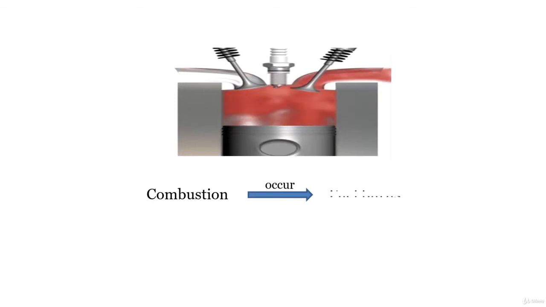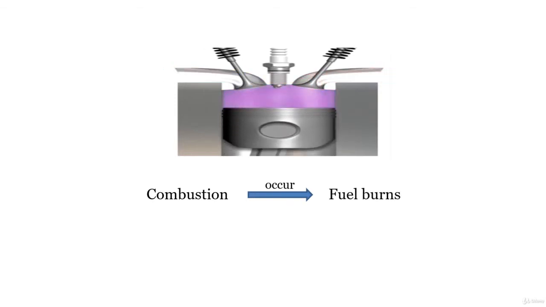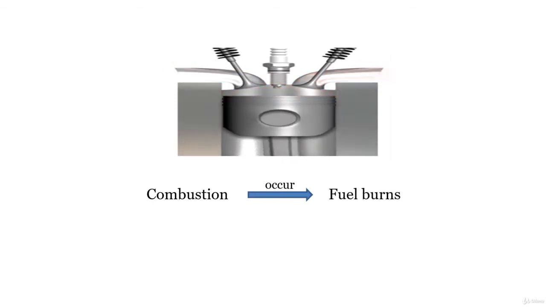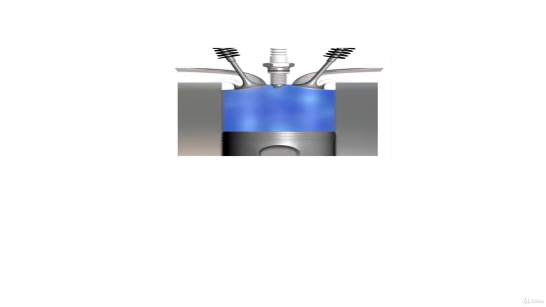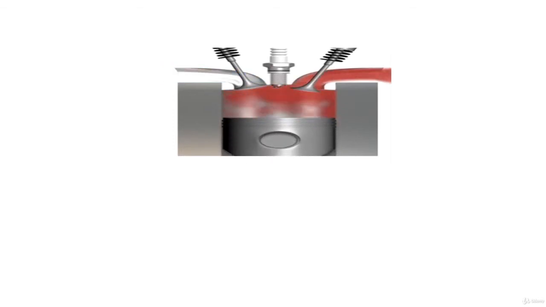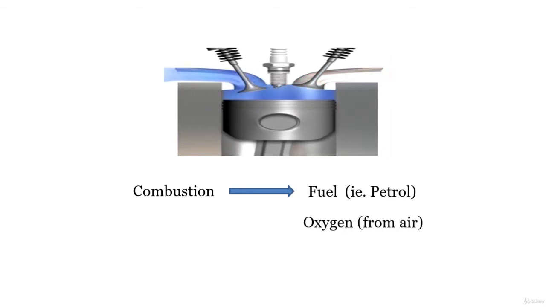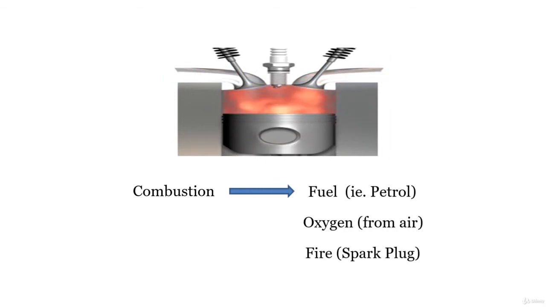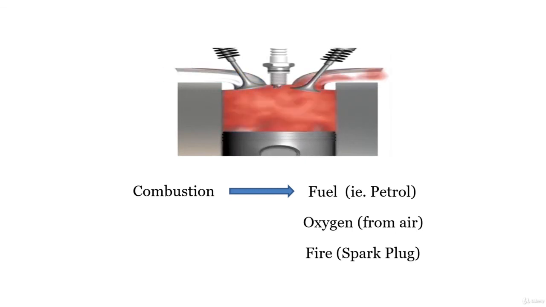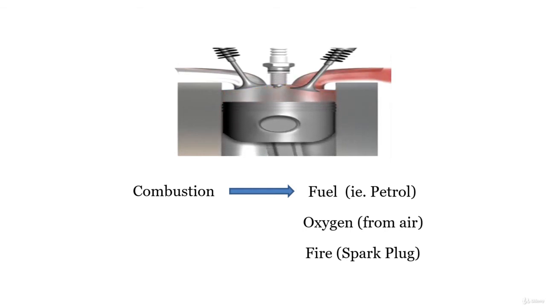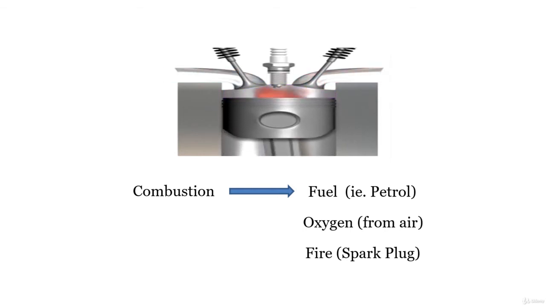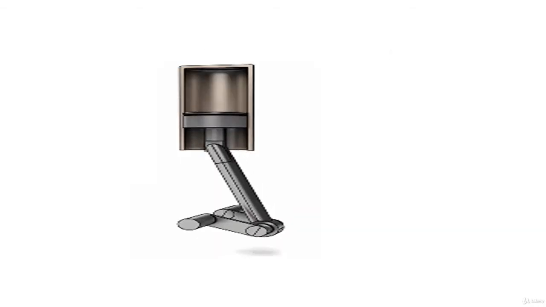Combustion occurs when fuel burns, but we cannot forget the fire needs oxygen. So in order to get combustion, we need fuel, oxygen and fire. Here fuel and air are mixed in the carburetor in the ideal ratio, while fire is produced by the spark plug through the ignition system. Now when these three things mix together, combustion occurs.